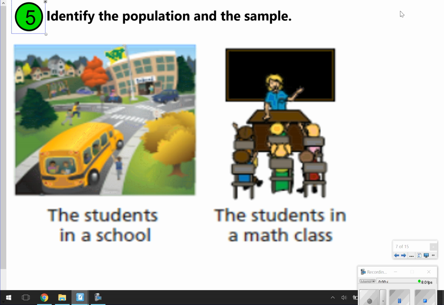Here's where you're going to write down your answer. Number 5's question says, identify the population and the sample. So what you're going to essentially do is write the population is blank, the sample is blank. Go ahead and click pause if you need to.